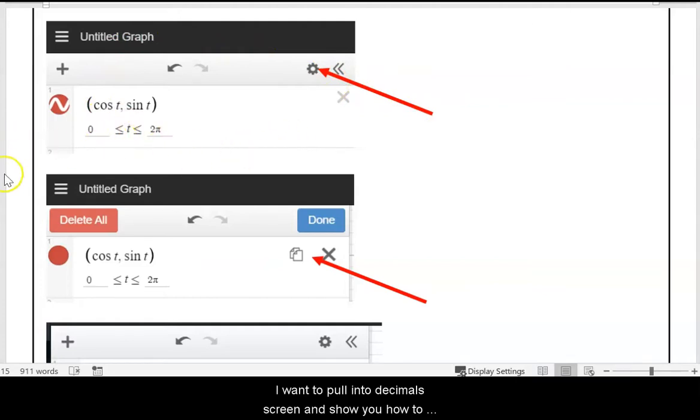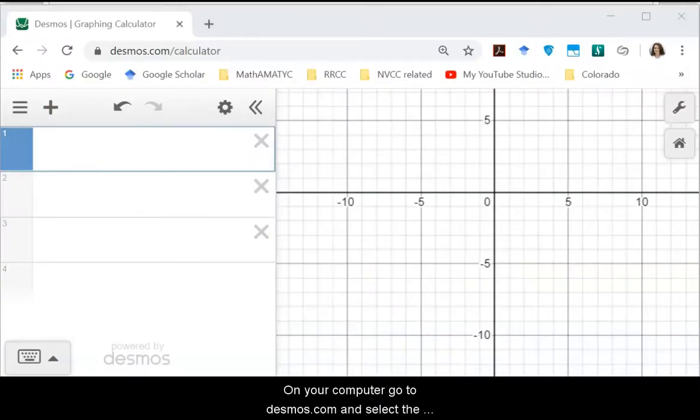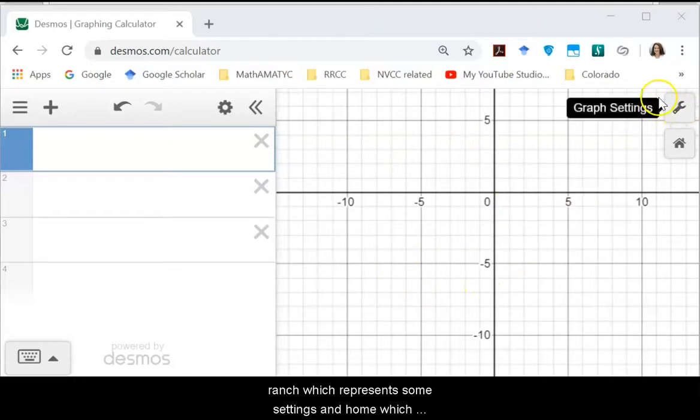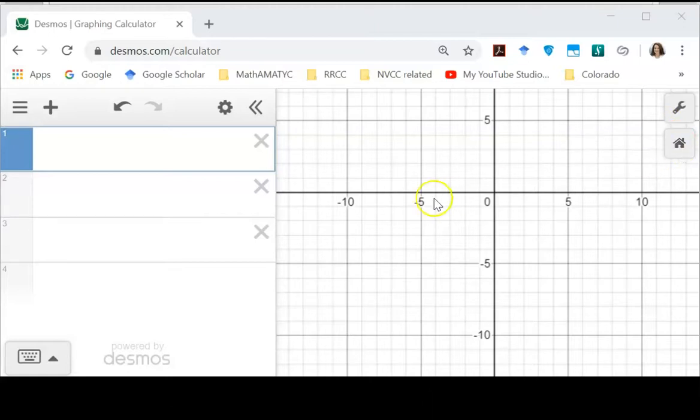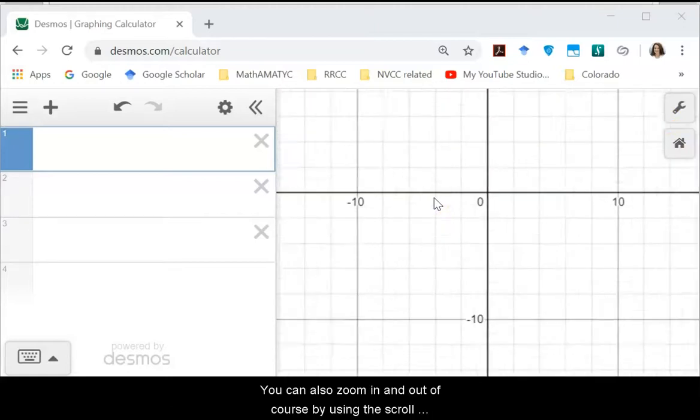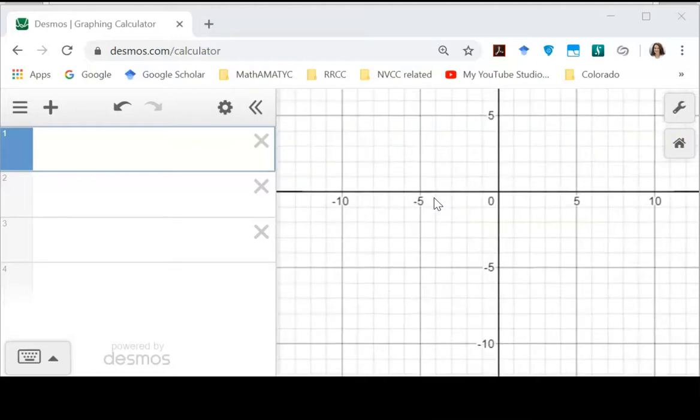For Desmos, now I want to pull in the Desmos screen and show you how to graph cosine of t, sine of t, between 0 and 2 pi as our first example. On your computer, go to desmos.com and select the graphing calculator. On the screen, you'll see a blank graph, you'll see a wrench, which represents some settings, and home, which brings you back to the home page. It also will give you control over the zoom. You can also zoom in and out, of course, by using the scroll bar on your mouse.